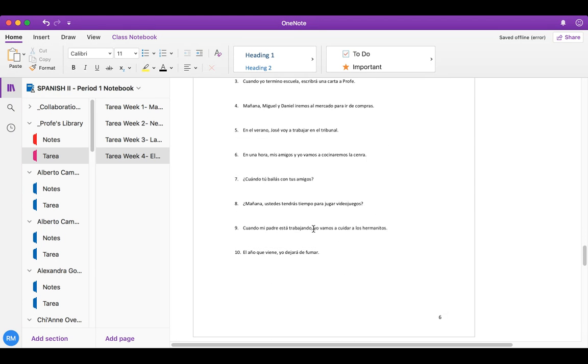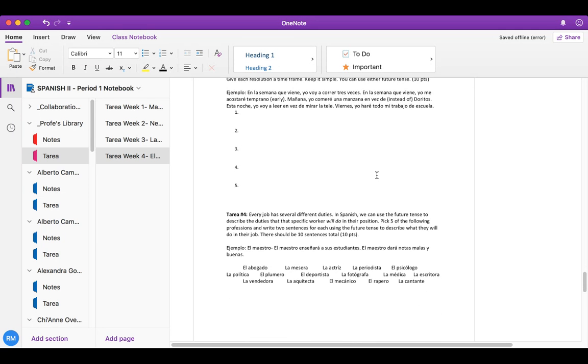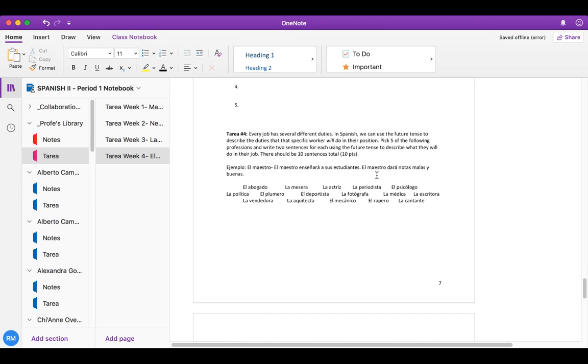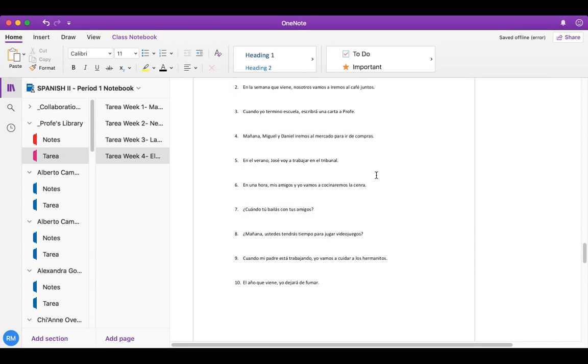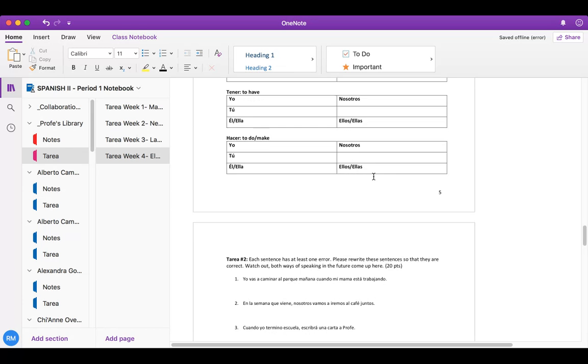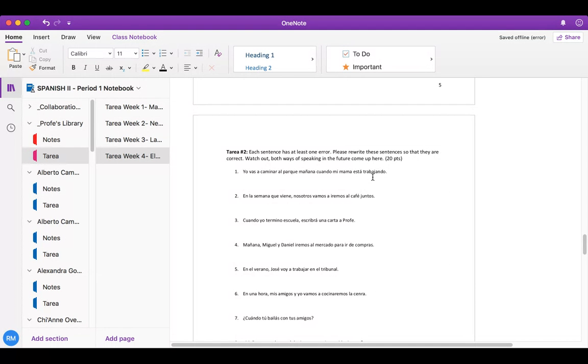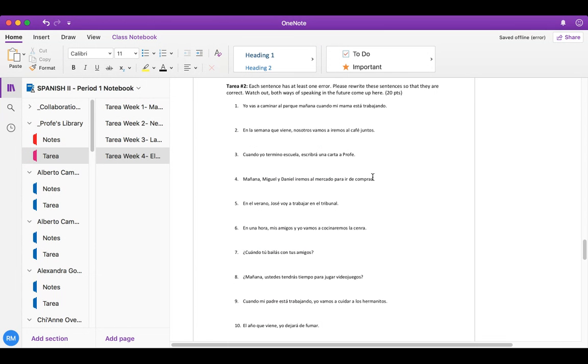So I am going to scroll down a little bit. Here I give you some examples for how I would use the future tense to talk about things that I am going to do. I'm going to go to Tarea número 2 and just do a couple examples here, and then I'm going to end the video.